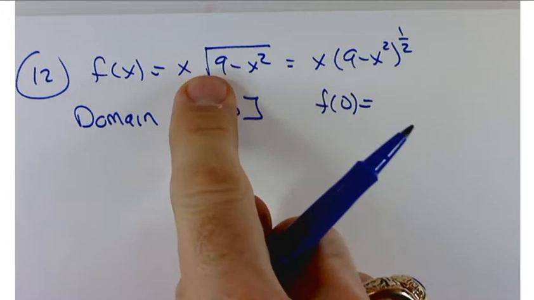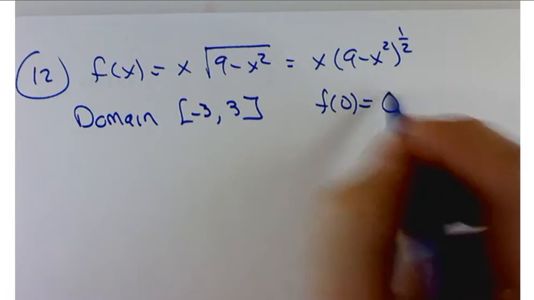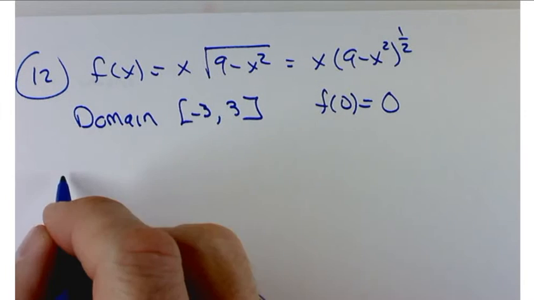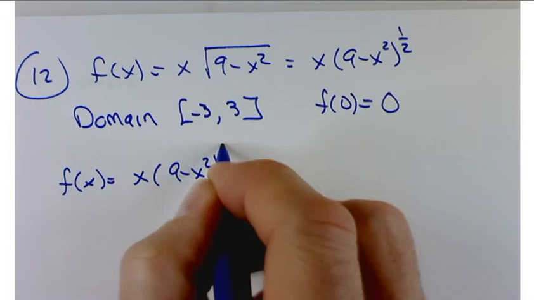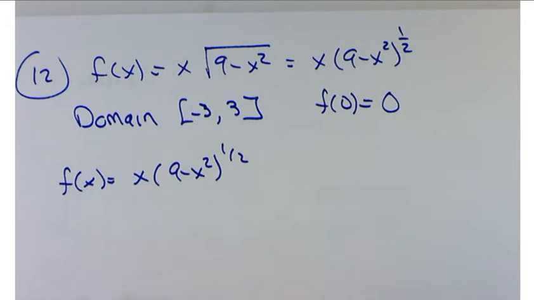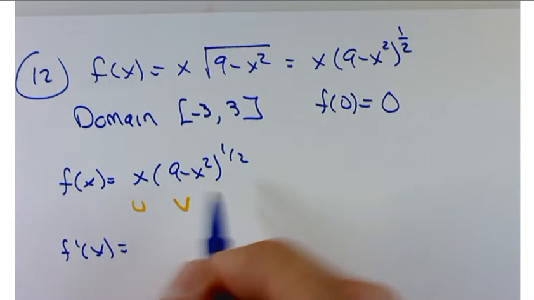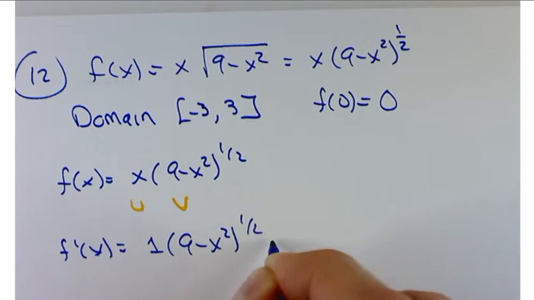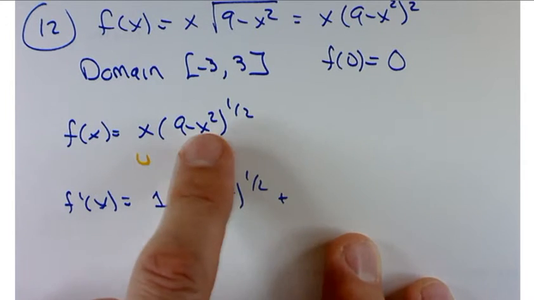But let's just jump to the meat of this, which is working with the derivative. f of x is x times 9 minus x squared raised to the 1/2. This is going to require the product rule to differentiate. So f prime of x is going to be u prime v plus v prime u. 1 times 9 minus x squared to the 1/2 plus derivative of the first times the second, derivative of the second times the first. So the derivative of this is going to be 1/2 times 9 minus x squared to the minus 1/2.